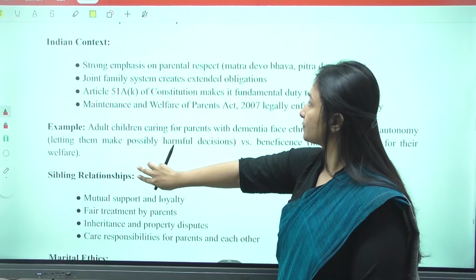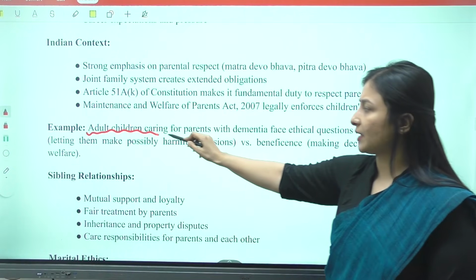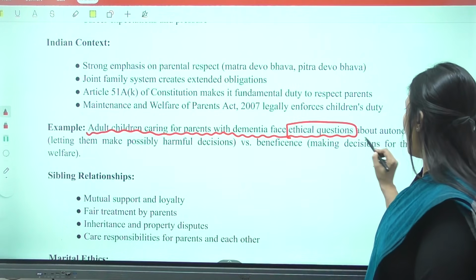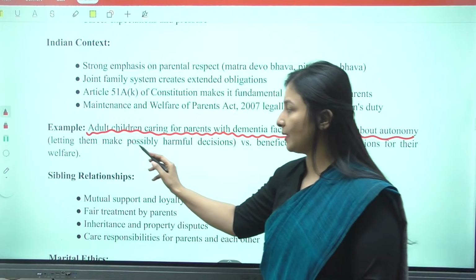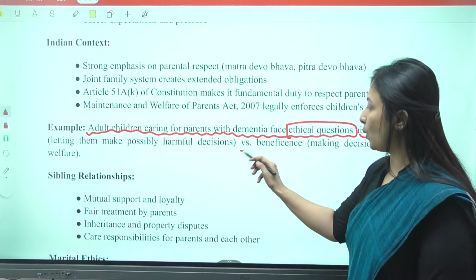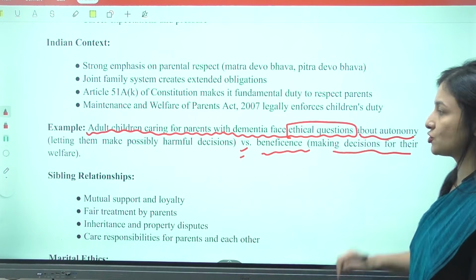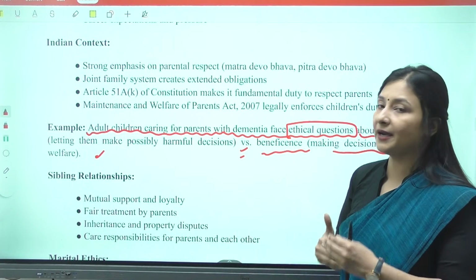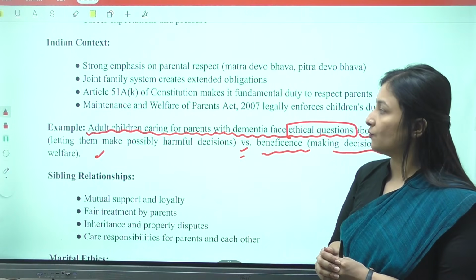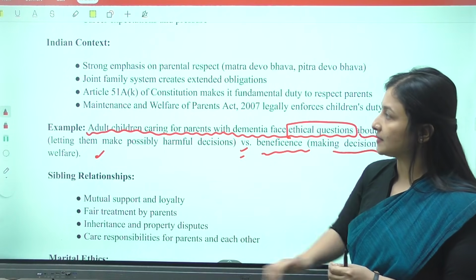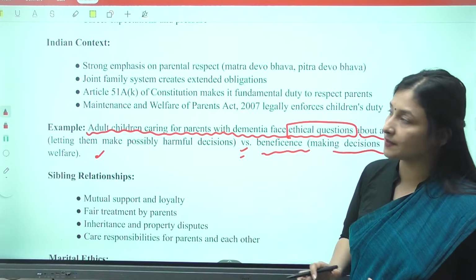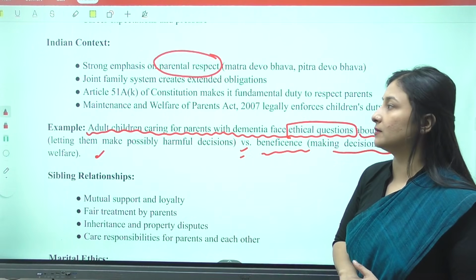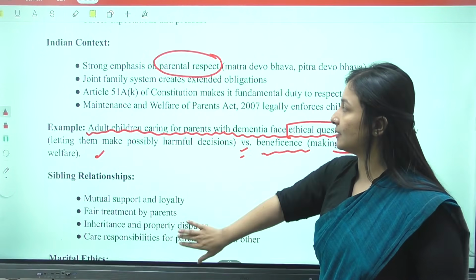See over here, adult children caring for parents with dementia face ethical questions about autonomy, letting them make possibly harmful decisions, versus beneficence, making decisions for their welfare, right? These are the kind of dilemmas faced in the scenario of personal ethics. Strong emphasis on parental respect has been given in our Indian scenario.